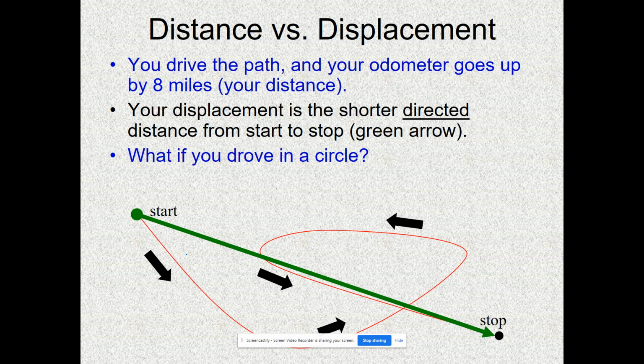What if you drove in a circle? Well, you definitely will have a distance that you drive, and that would be equal to the circumference of the circle. But the displacement might be zero if you started and ended at the same spot. So that's a review from last week. If you still are having trouble with them, you need to look them up, put them on a flashcard, and make sure that you remember them.